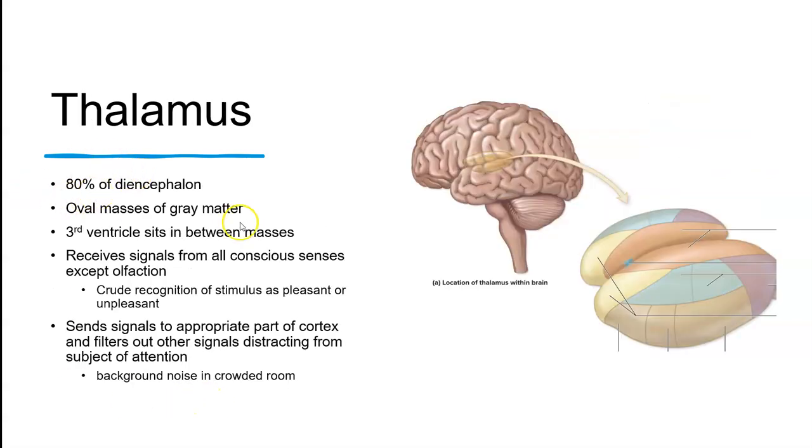The thalamus is the second part of the diencephalon we'll look at. It actually makes up about 80% of the entire diencephalon. So it's two large oval masses of gray material that are connected with an interthalamic adhesion, which is just a little bit of gray matter that connects the right and left lobes of the thalamus. So the third ventricle actually sits here in the space between them, and that is, of course, because it's a ventricle, it's filled with cerebrospinal fluid.